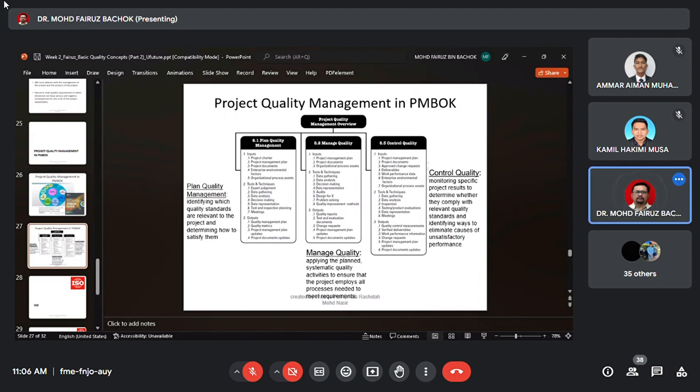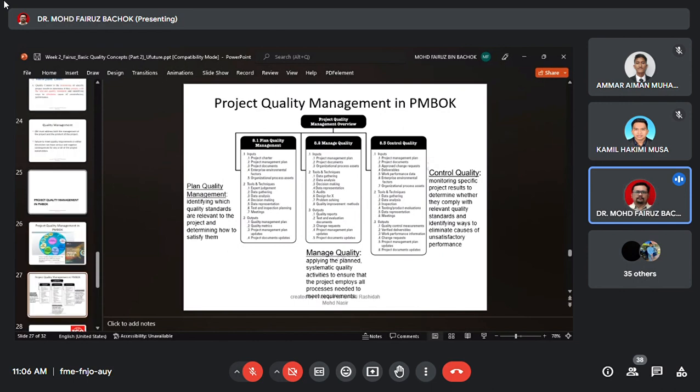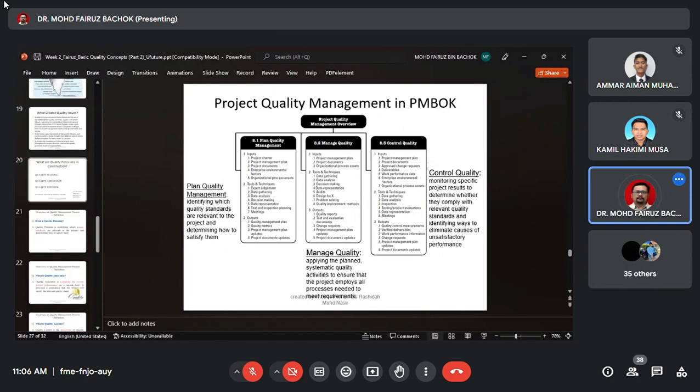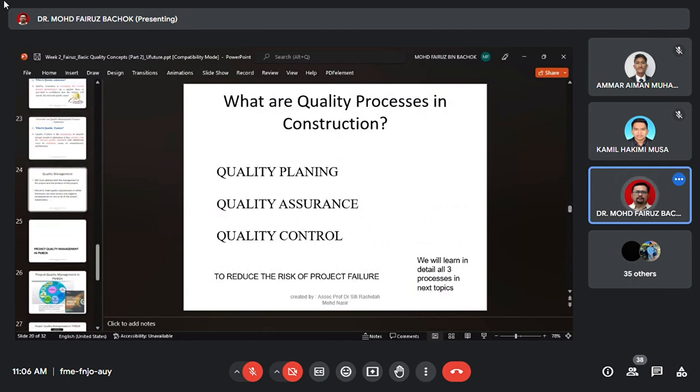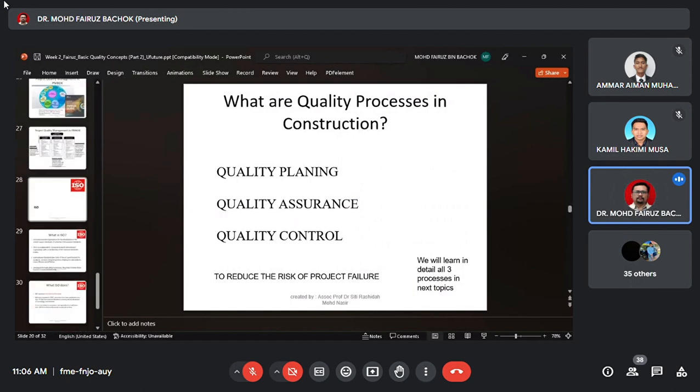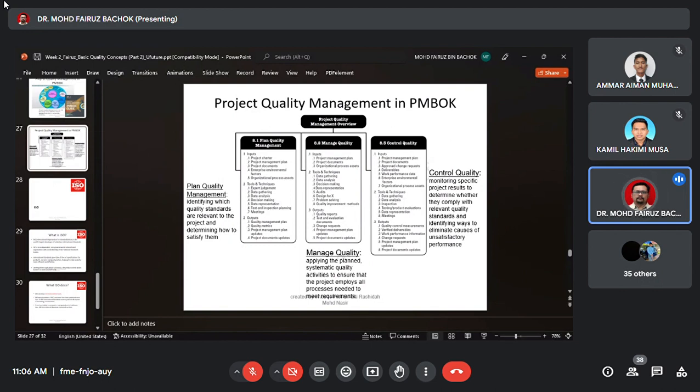So project quality management must have these three processes: quality planning, quality assurance, and also quality control. Done with the project quality management, or quality management in construction.